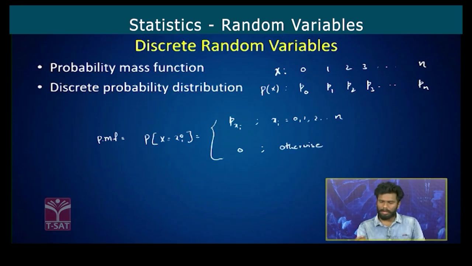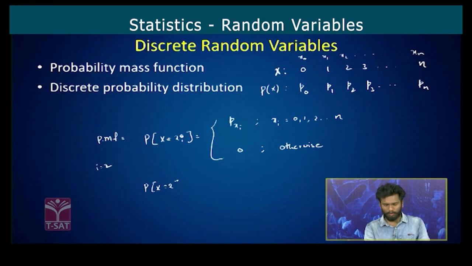Now I will name this random variable's values 0, 1, 2, 3, so on up to n as x0, x1, x2, so on up to xn. Probability of x is equal to xi. Let us consider i is equal to 2 here. Probability of x is equal to 2 is equal to, so we have taken the value 2. So this 2 is lying between the range 0 to n. So x is equal to 2 is equal to P2. That is the probability when the random variable x is taking the value 2.